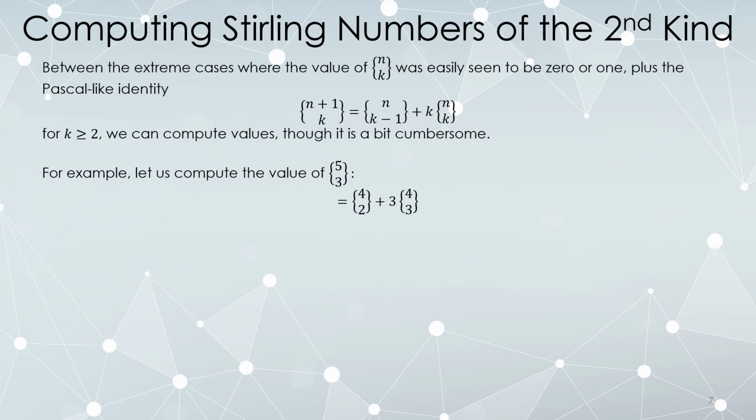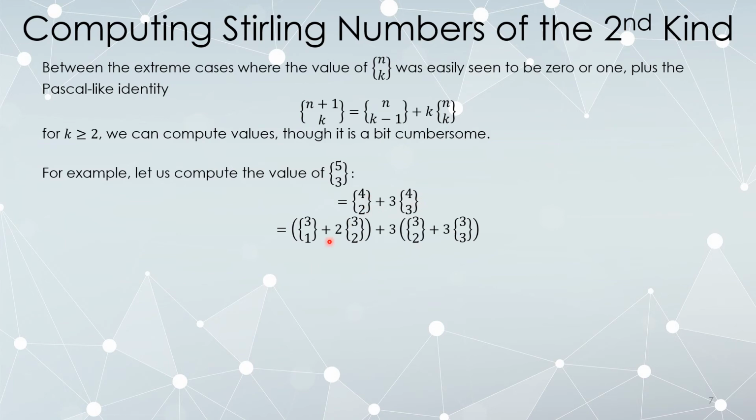Okay, let's apply the Stirling identity, like Pascal's identity. The Stirling number of n plus 1 over k can be replaced by reducing both arguments by 1, plus whatever that bottom argument was, 3 times, reducing the top argument but not the bottom. So 5 over 3 becomes 4 over 3, but that's being multiplied by the bottom argument 3. So the Stirling number of the second kind, 5 over 3, is 4 over 2 plus 3 times the Stirling number of the second kind, 4 over 3.